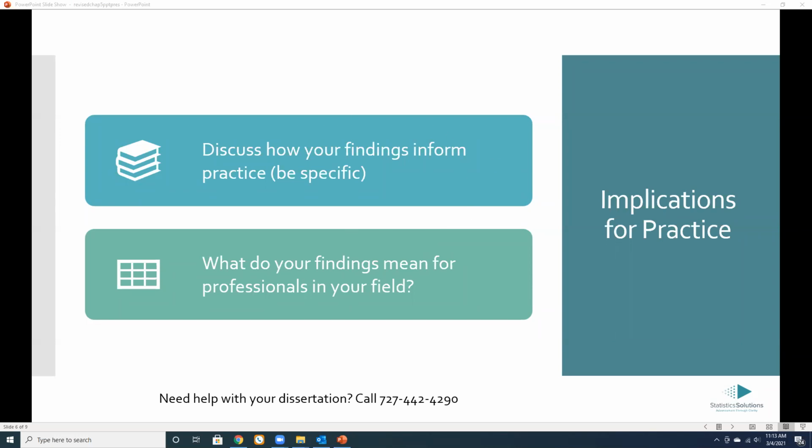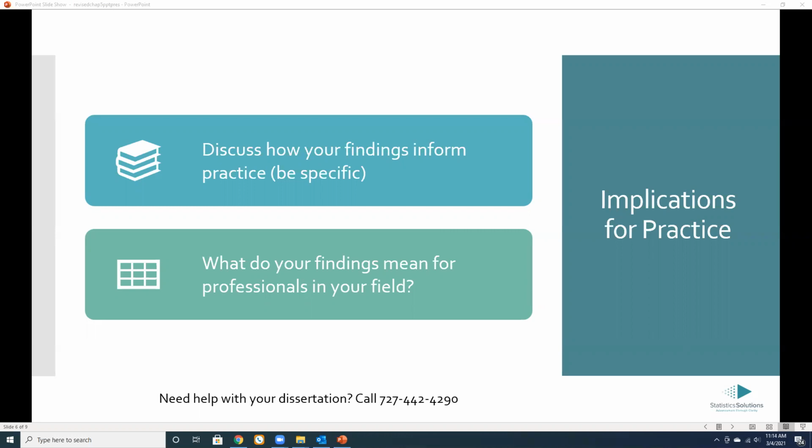say you did a study for teachers, on teachers. Now you have this information. Then what does it mean for them at the practice level? What does it mean for what they do in the classroom? What does it mean for maybe administrators? It could have something to do with the choices that administrators make.